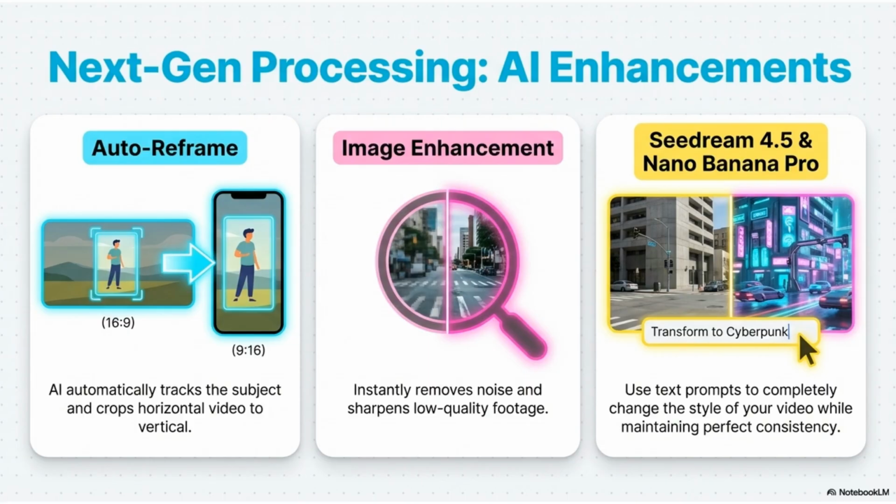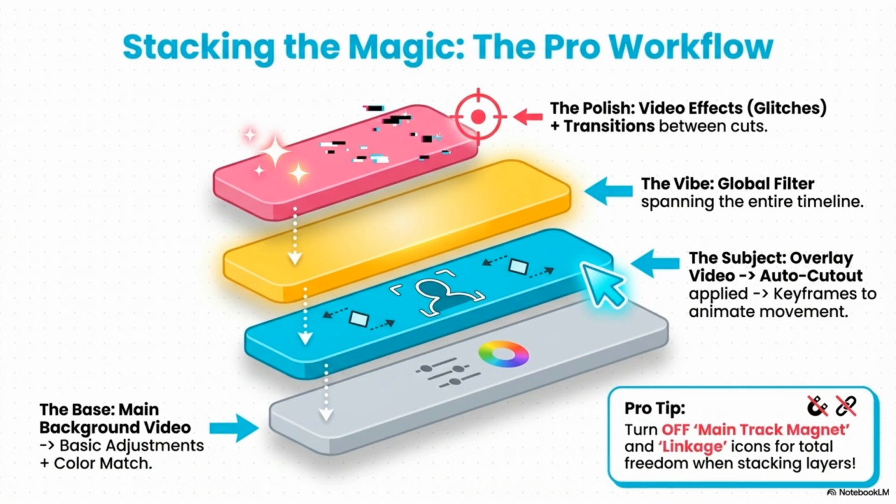Next, general processing, AI enhancements. Auto Reframe automatically tracks the subject to crop horizontal 16:9 video into vertical 9:16. Image enhancement instantly removes noise and sharpens low-quality footage. With Seedream 4.5 and Nano Banana Pro, use text prompts like "transform to cyberpunk" to completely change the style while maintaining perfect consistency.